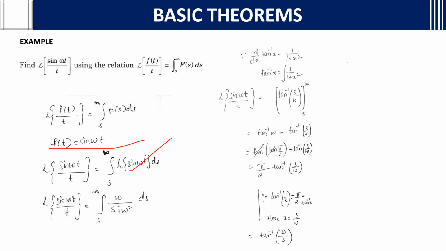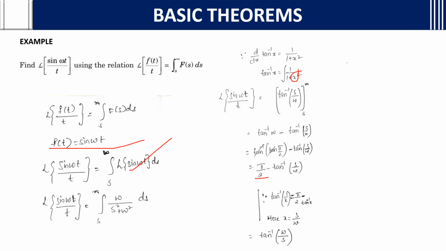Here x is what? s by omega. So the integration from s to infinity needs to be taken. Then you will get tan inverse of infinity. You know tan of pi by 2 is infinity. Then tan inverse of s by omega. So tan inverse and tan get cancelled. Then you get pi by 2 minus tan inverse of s by omega.